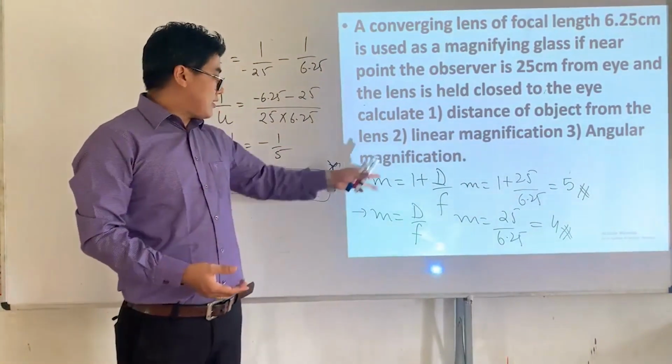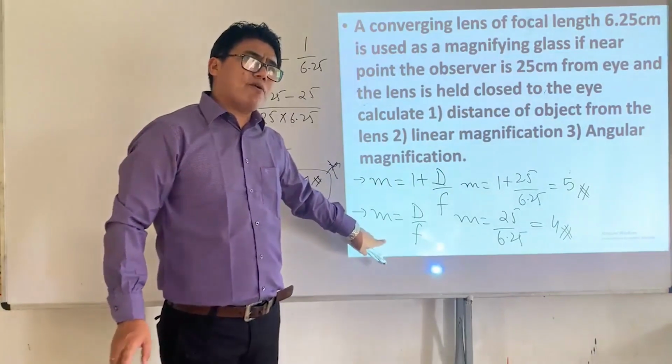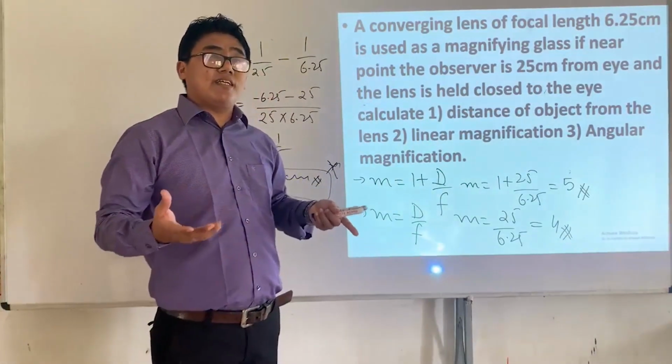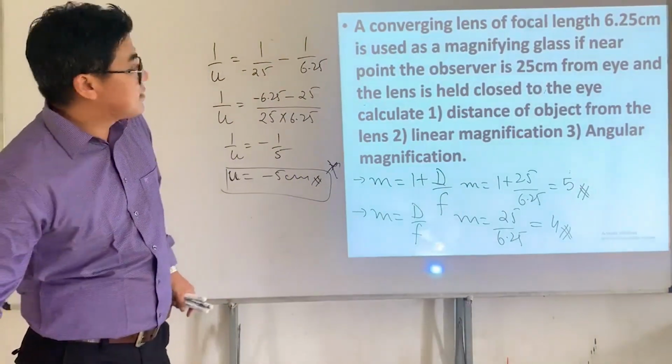Yes, we know this is 1 less. However, we prefer this. Why? Because this doesn't give strain. Alright? You can view the object for a longer period of time.